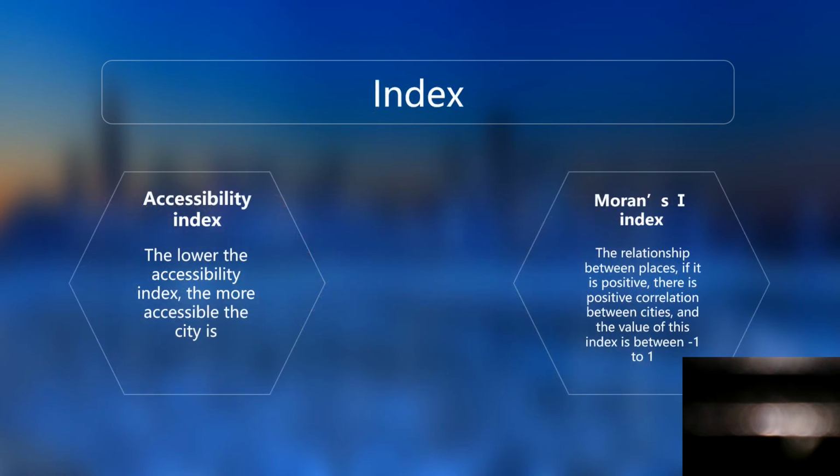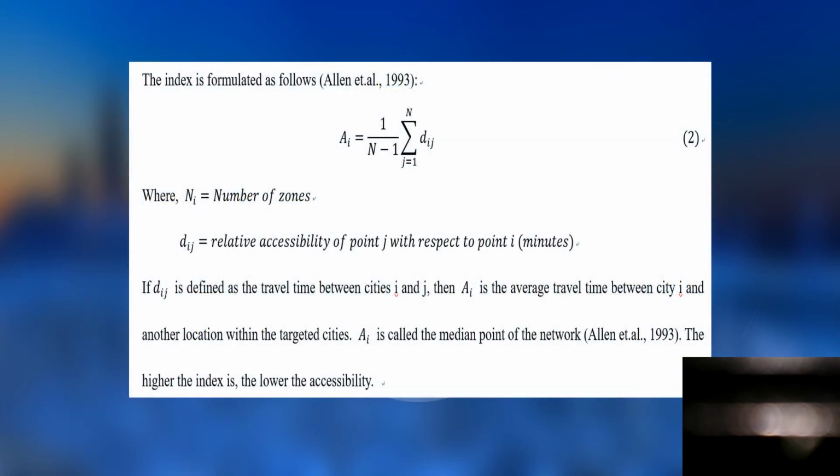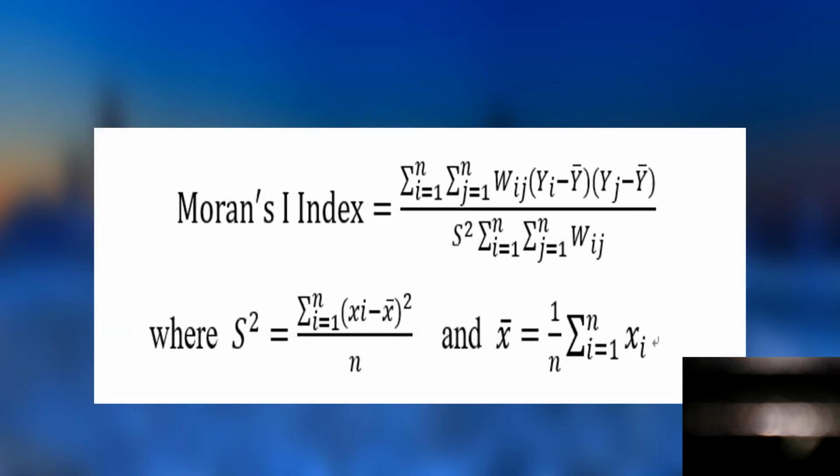And there are relationships. I use some indices to assess my research. There are two main indices used. The first one is the accessibility index. The lower the accessibility index, the more accessible this city is. The other index is used to show the relationship between places, and if it is positive, there is positive correlation between cities, and the value of this index is between -1 and 1. The greater the number, the stronger the economic relationship.